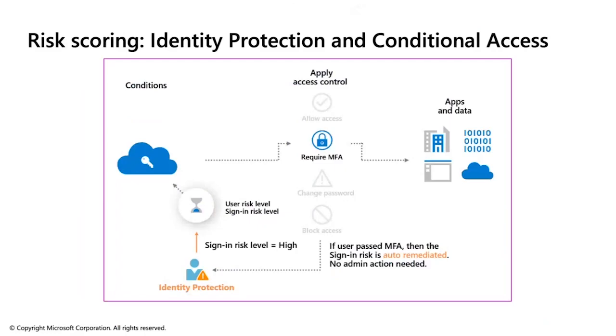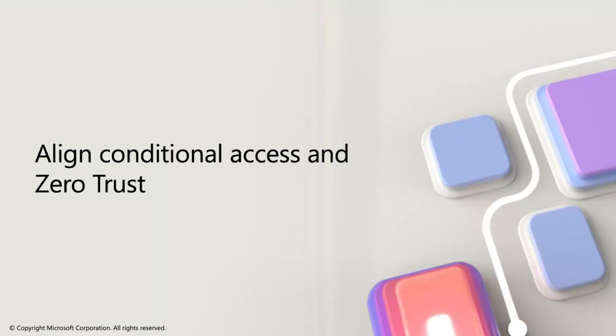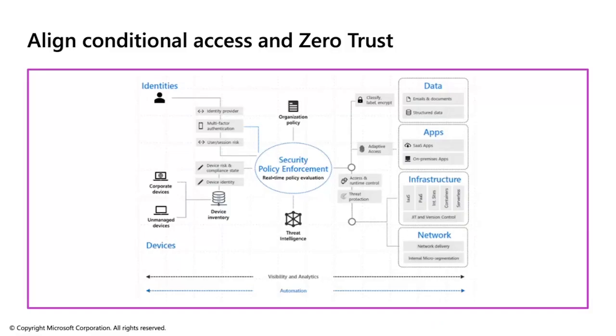So these are the things that we see in this identity protection component. Now what next do we have? In the next, we can align conditional access and zero trust together. Zero trust says verify everything. Never trust, always verify. This says verify explicitly, verify each and every access.